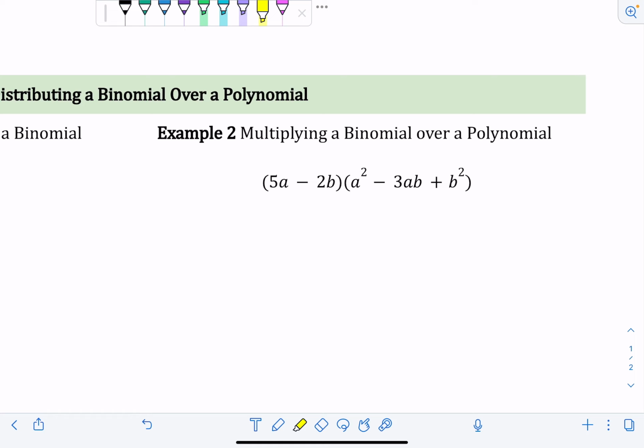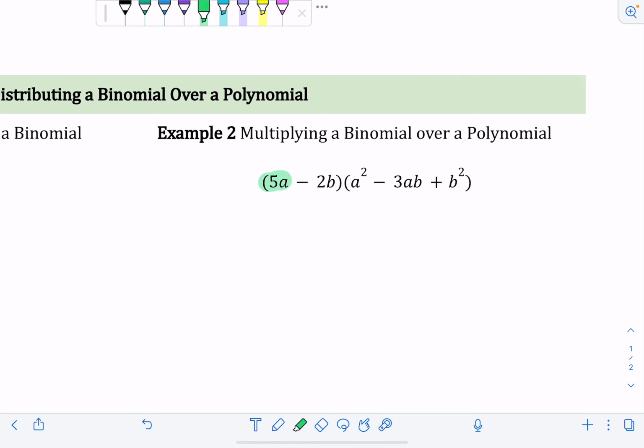So multiplying a binomial over a polynomial, we don't have an acronym for this because there are more steps than would be within FOIL, more than just the outer and inner and stuff like that, but the process is the same. Basically, we're going to take this 5a and distribute it to everything inside that second parentheses. After we do that, we're going to take this negative 2b and also distribute it to everything in the second parentheses. I am going to write a middle step that'll help us keep our work a little bit more organized as we begin to do these problems. I recommend writing this step as well.